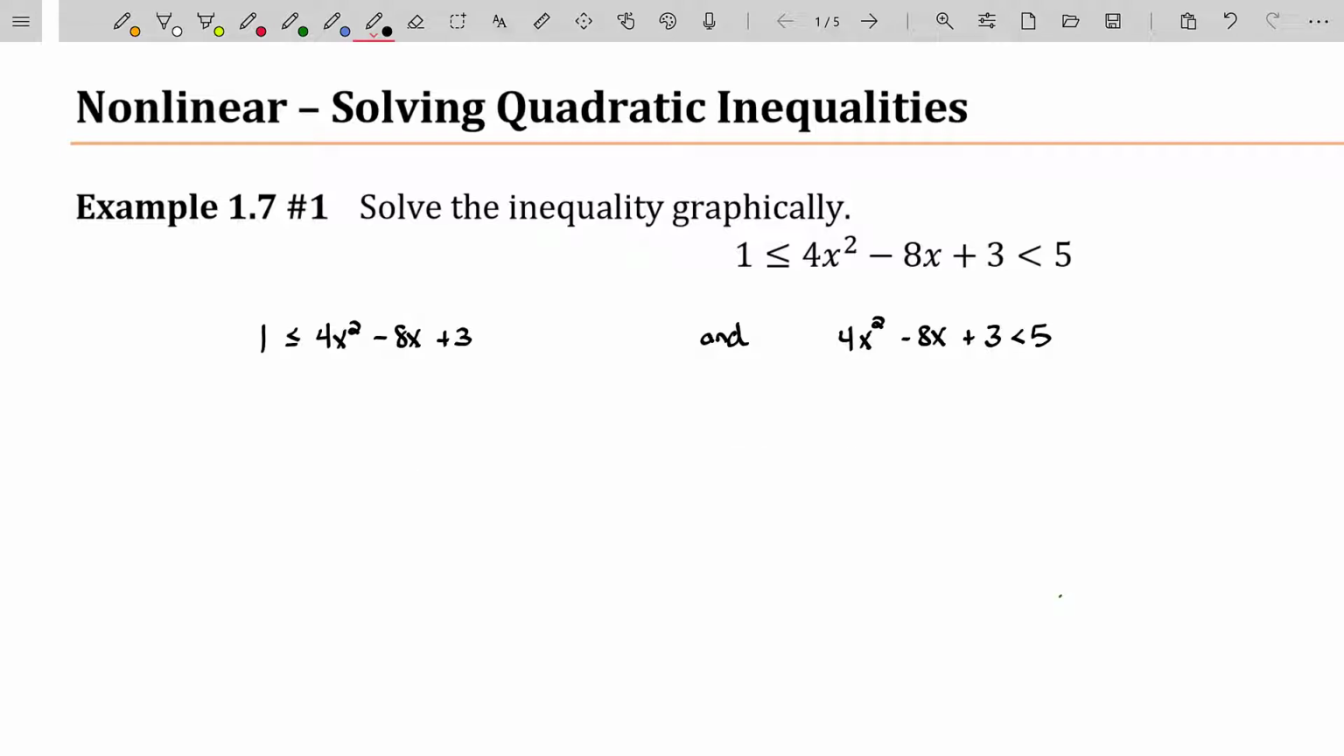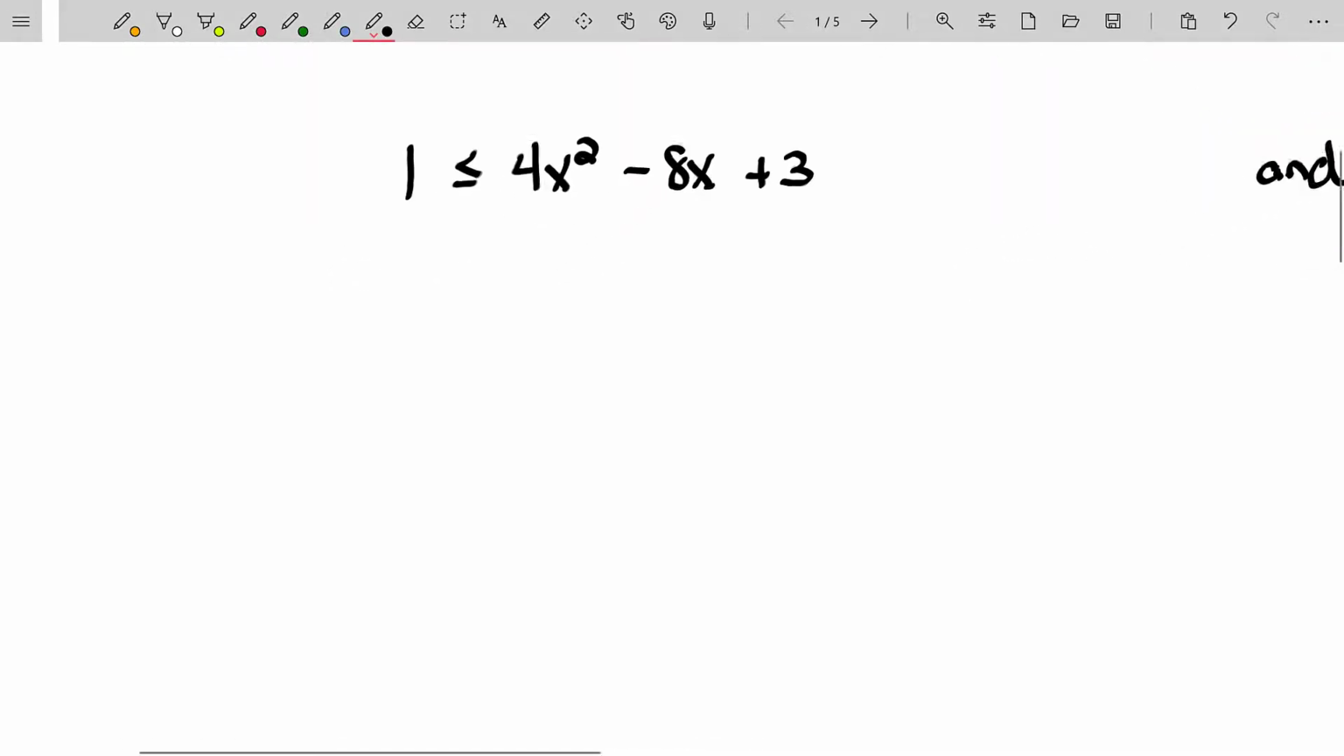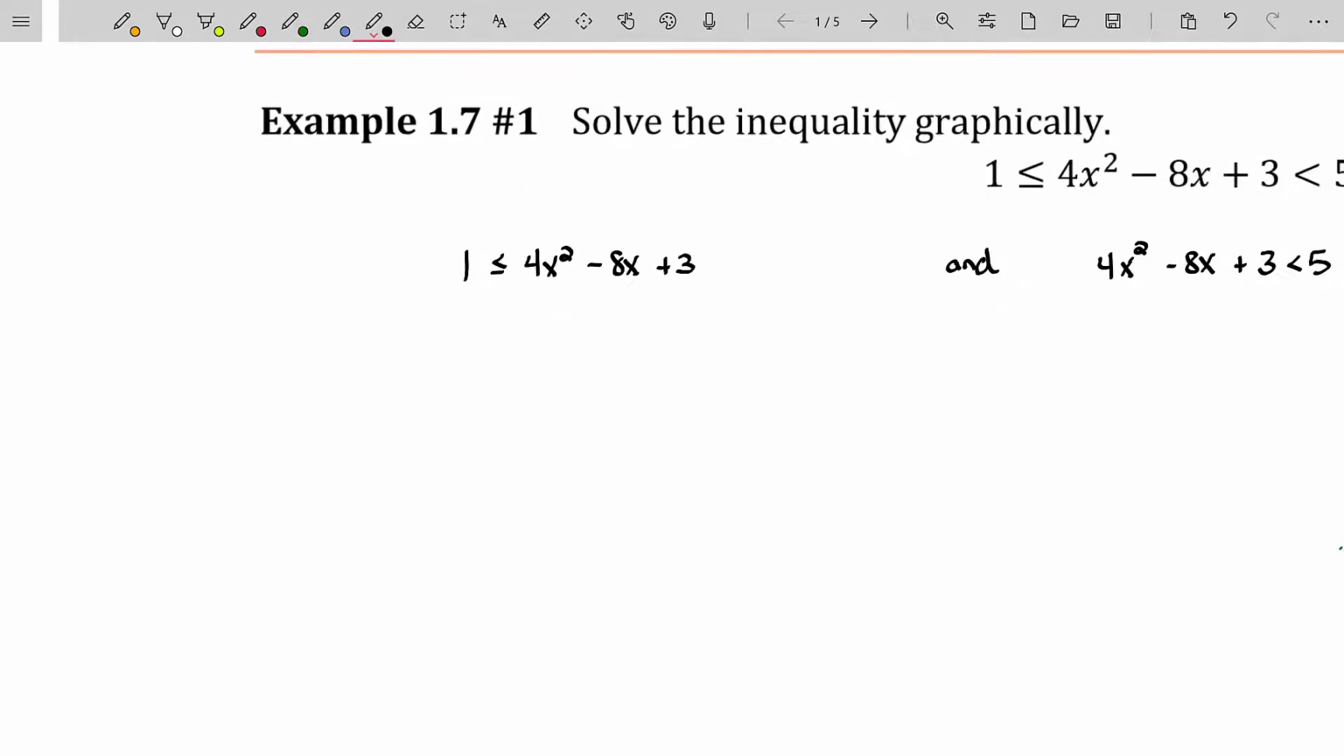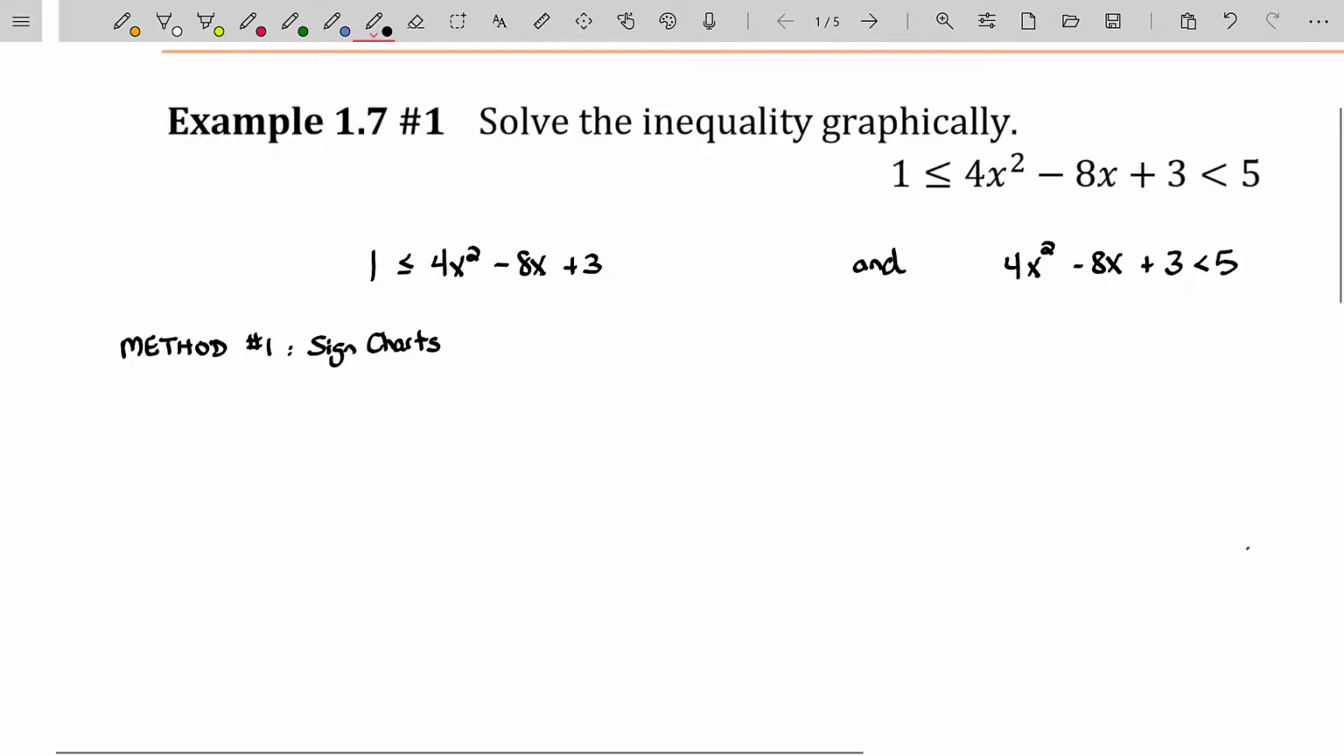Now that that is out of the way, let's talk about how you solve these. There are two methods to solve a quadratic inequality. One is used by most students and instructors, and the other one is a method that a few of us use, but it's really meant to reinforce a different skill. So let's go ahead and start with the most common method, which is using sign charts. And we'll apply this method to both the first and the second inequality.